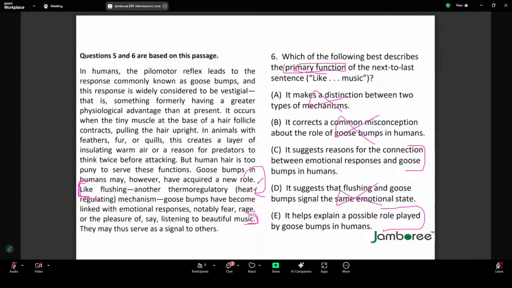This is not telling you the connection, it suggests the reason. What is the reason? They're not giving any reason. It's just said to be connected with emotional responses. It just does not say what the reason is. So the word reason is not explained. And the primary function is just to tell you, as I was saying before, that it explains a new role. It might have a new role attached to it right here, a possible role played by this one.